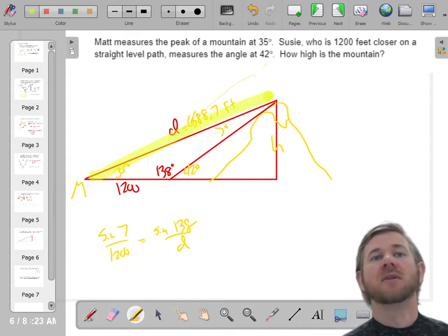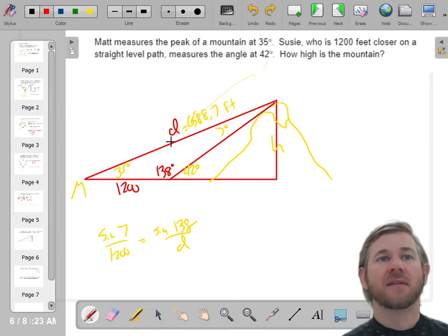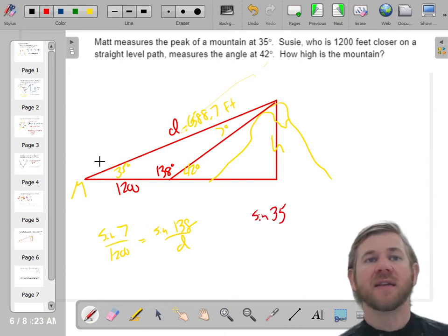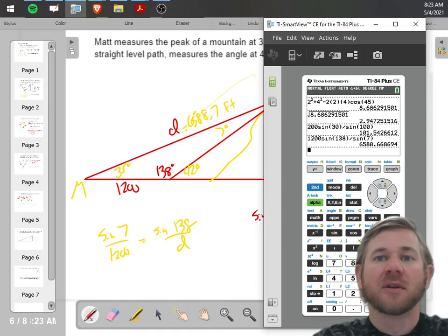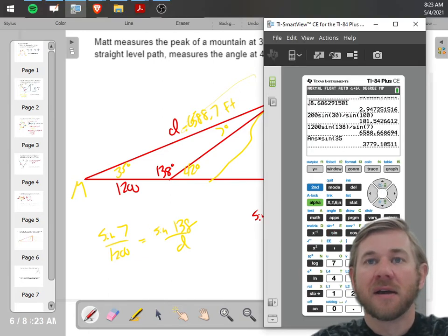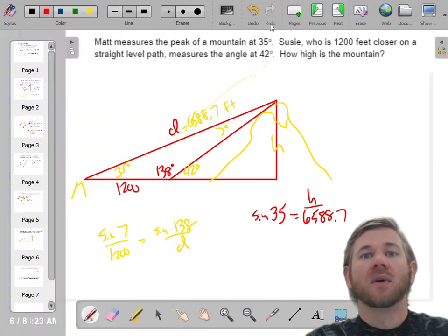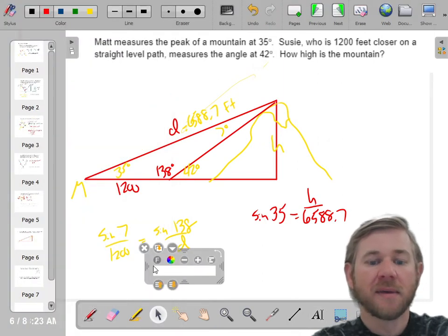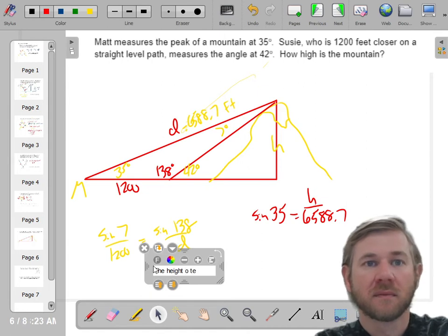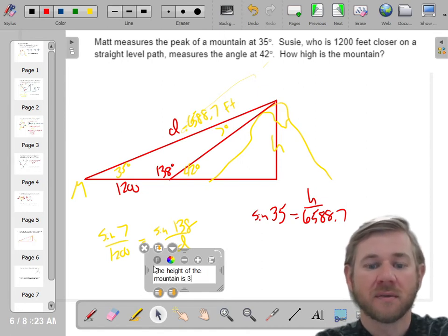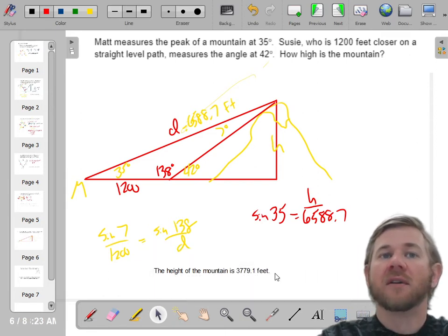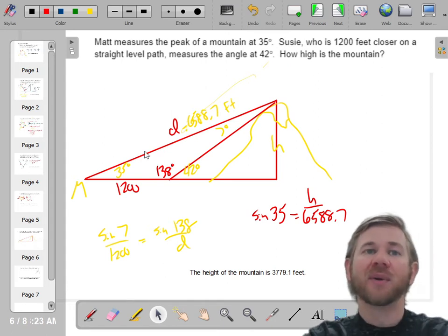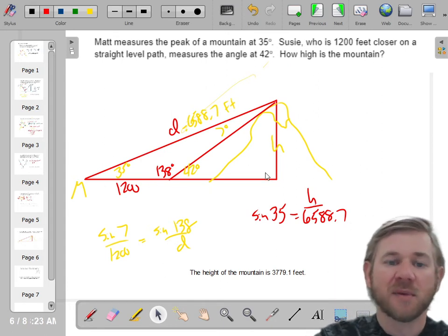But now I have a right triangle, and I can use right triangle trig to find the height of the mountain. So I'll say the sine of 35, that's this angle, is opposite over hypotenuse. So all I need to do now is multiply times the sine of 35, and I'm good. Times the sine of 35, and now I know the height of the mountain is 3779.1 feet. Cool. So we use law of sines to help us get this missing side, which before we weren't able to do. We had to write a system of equations because we only knew right triangle trig.